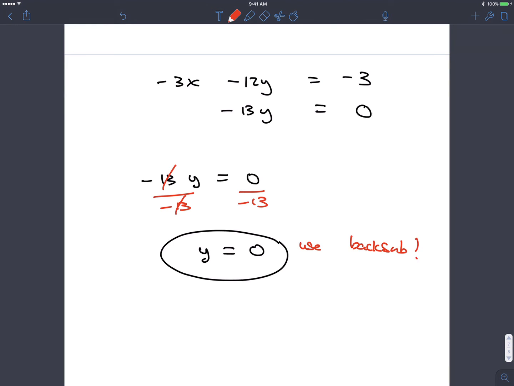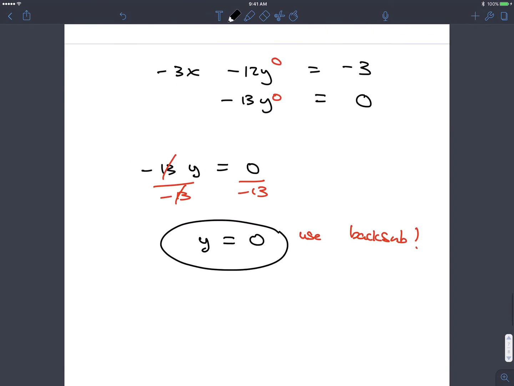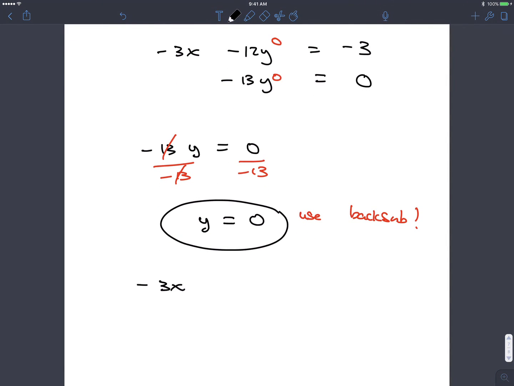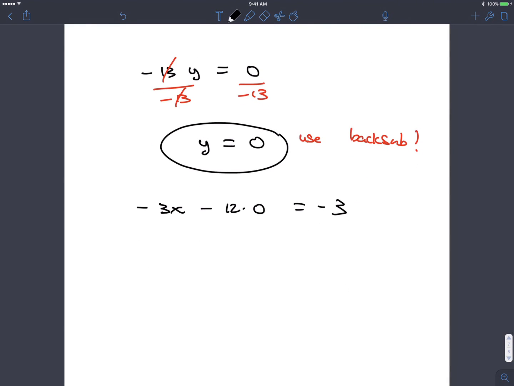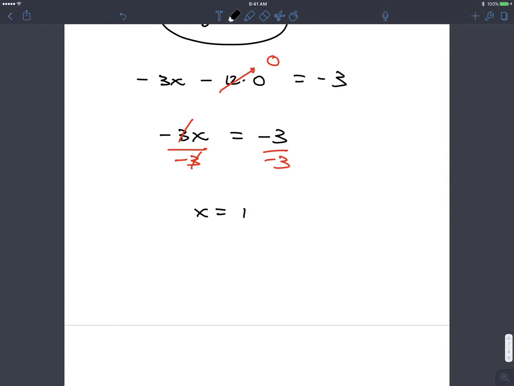Use back substitution. Plug back in y equal to 0. Now notice the first equation. We have negative 3x minus 12 times 0 is negative 3. Well, 12 times 0, like any number times 0, is 0. So we get negative 3x going to be negative 3. Divide both sides by negative 3. Negative over a negative is a positive. So my solution here, or point of intersection, is 1, 0.